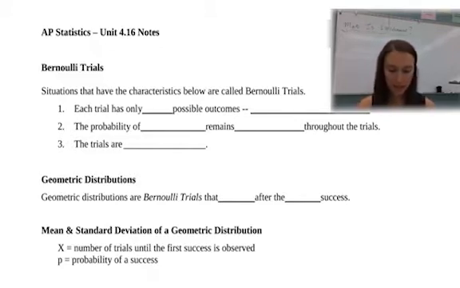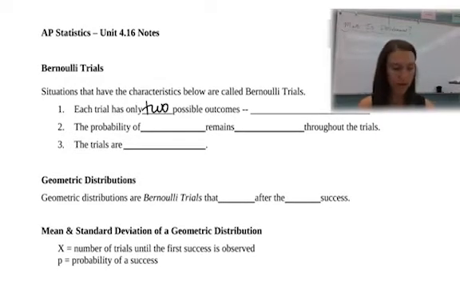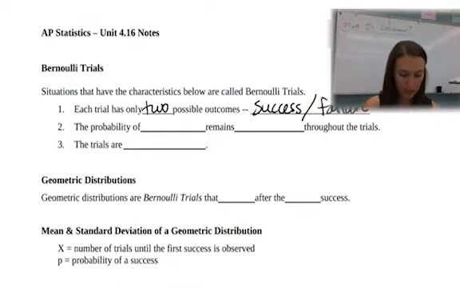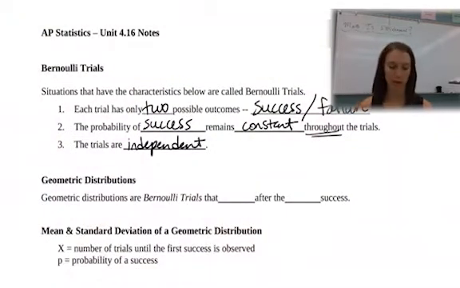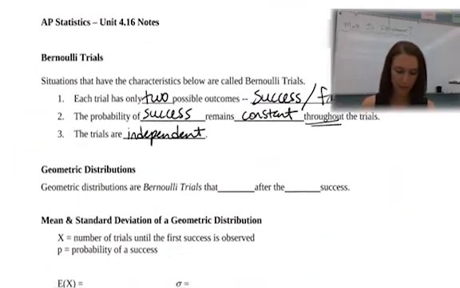Situations that have the characteristic below are called Bernoulli trials. Each trial has only two possible outcomes: either we have success or we have failure. The probability of success remains constant throughout all the trials, and the trials are independent. So we have two types of Bernoulli trials. We have geometric distributions, which we are going to go over first, and then we're going to do binomial distributions. So these are our two types.